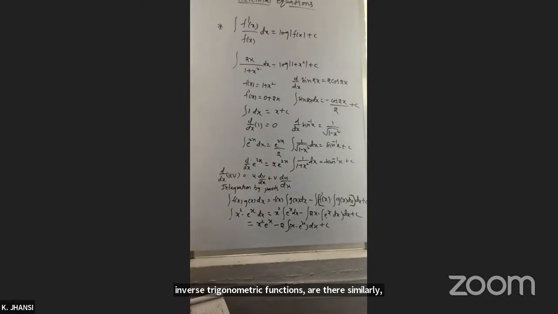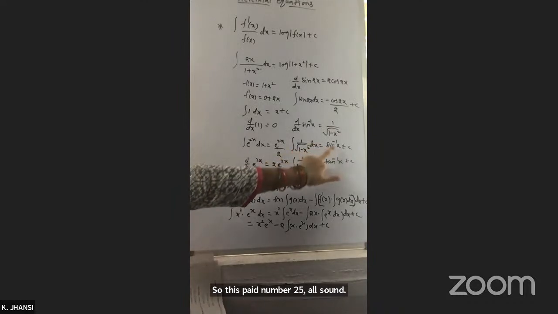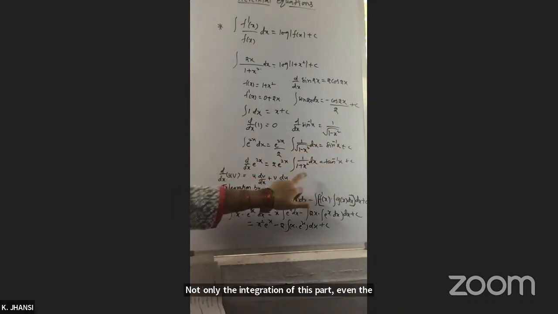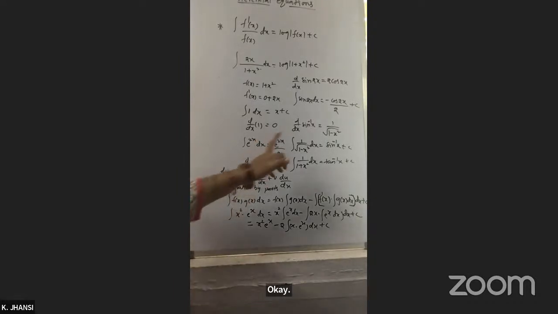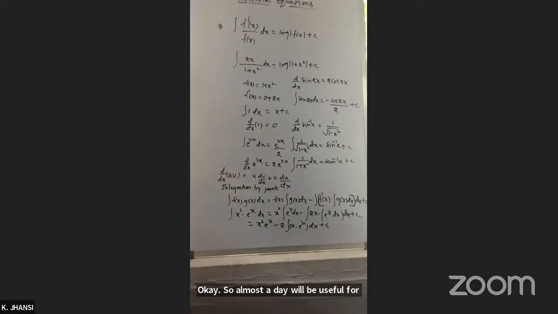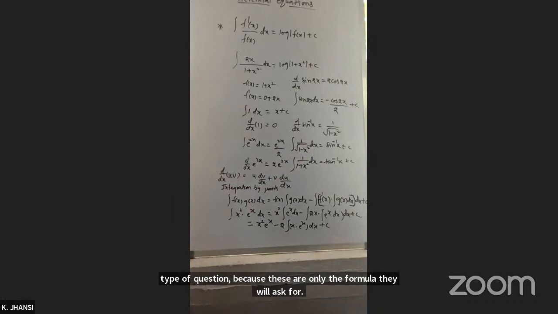On page number 25, all the different formulas are there. Not only this part, even the integration of sine inverse x, tan inverse x, cot inverse x, secant inverse x, cosecant inverse x, those formulas are also there. They will be useful for the objective type of questions because these are the formulas that will be asked. So this type of integration will be useful for solving the problems.